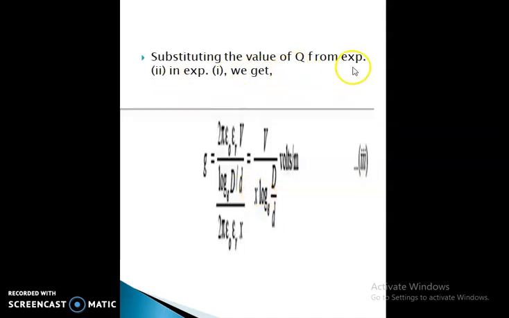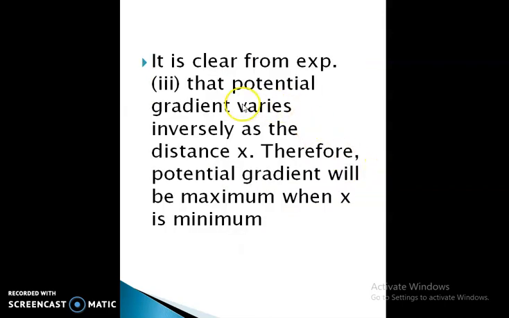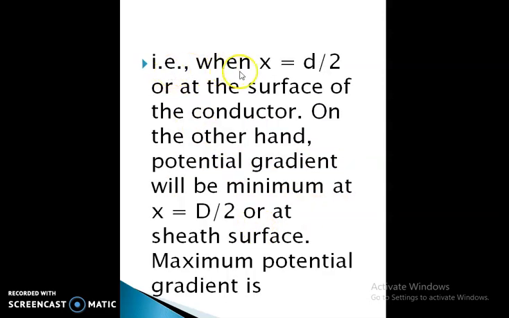Substituting the value of Q from expression 2 in expression 1, we get g = [2π ε0 εr V / loge(D/d)] / [2π ε0 εr x], that is g = V/(x loge(D/d)) volt per meter. Call this equation number 3. It is clear from expression 3 that potential gradient varies inversely as the distance. Therefore, potential gradient will be maximum when x is minimum, that is when x is equal to d/2 or at the surface of the conductor.